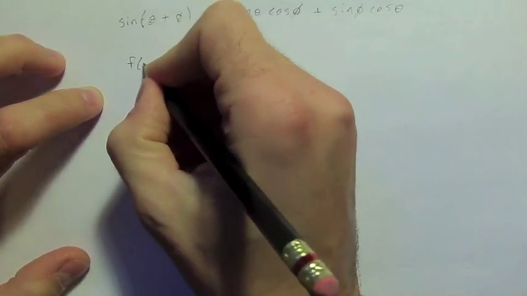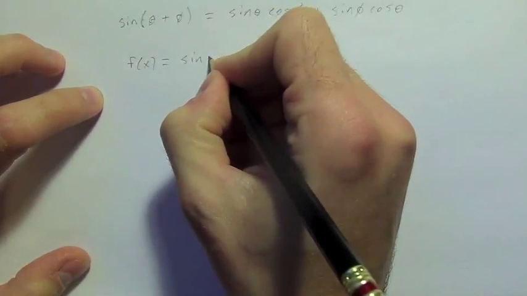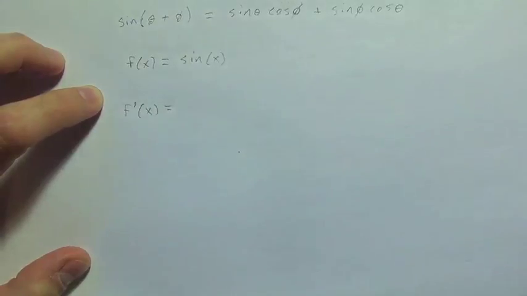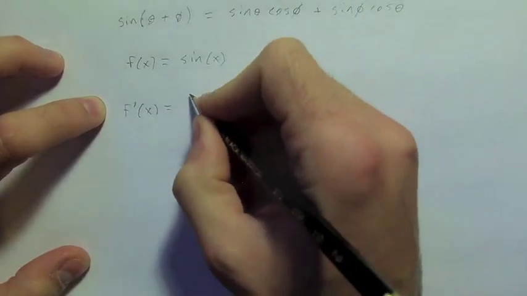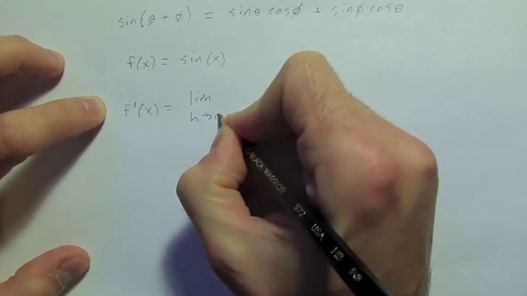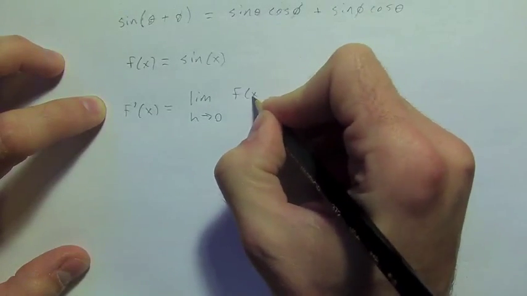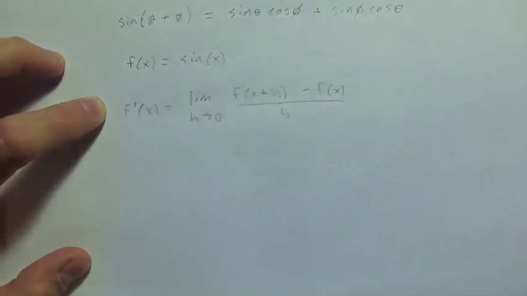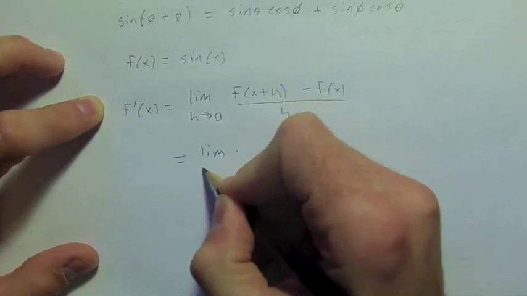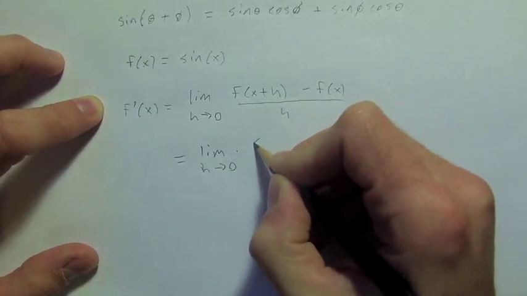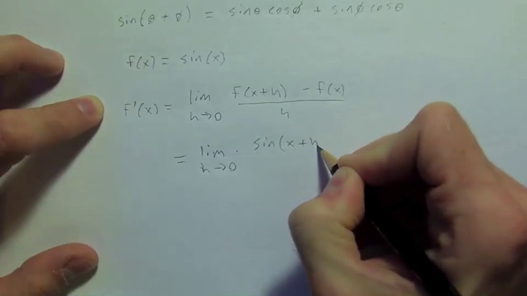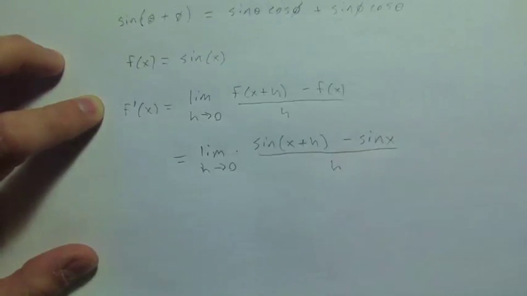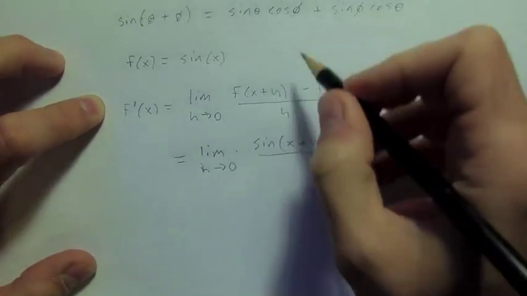I'm going to let f of x be sine of x, and we're going to find f prime of x. So f prime of x is going to be the limit as h goes to 0 of f of x plus h minus f of x all over h. So what this really is, is the limit as h goes to 0 of sine of x plus h minus sine of x all over h.